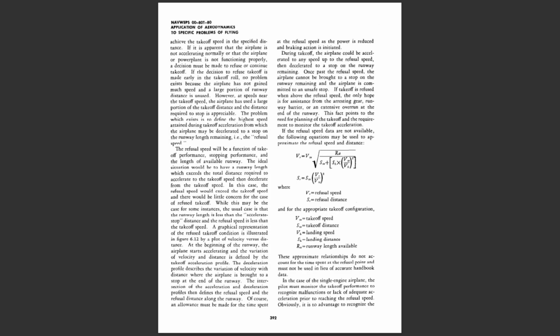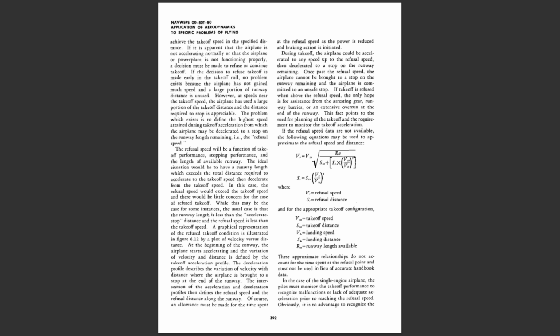If takeoff is refused when above the refusal speed, the only hope is for assistance from the arresting gear, runway barrier, or an extensive overrun at the end of the runway. This fact points to the need for planning of the takeoff, and the requirement to monitor the takeoff acceleration. If the refusal speed data are not available, the following equations may be used to approximate the refusal speed and distance.